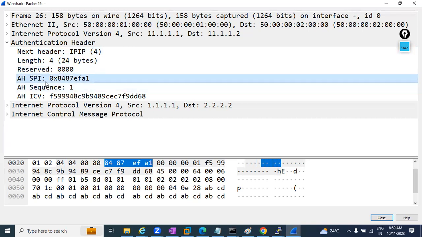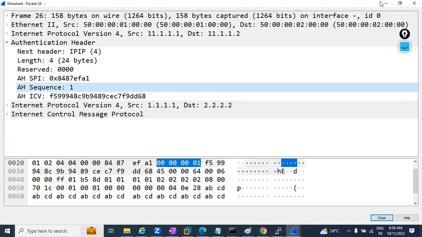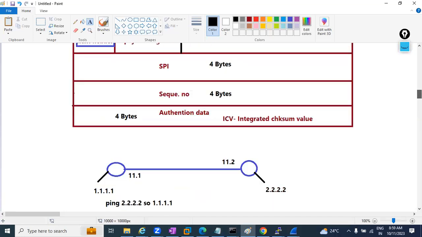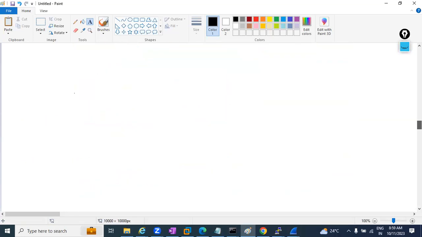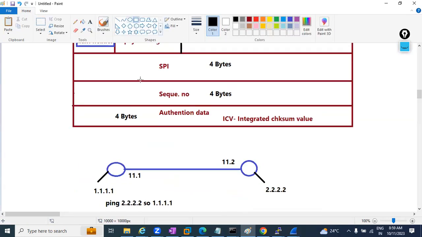Then the AH SPI, which is calculated again, SPI. This is for the AH only. This is the ICV, the result of your checksum value, and the sequence number. What is the meaning of the sequence number? Let's consider that between both sides, we have started exchanging data. First all nine messages are exchanged, everything has been done, and my tunnel is up, phase 1 is up.